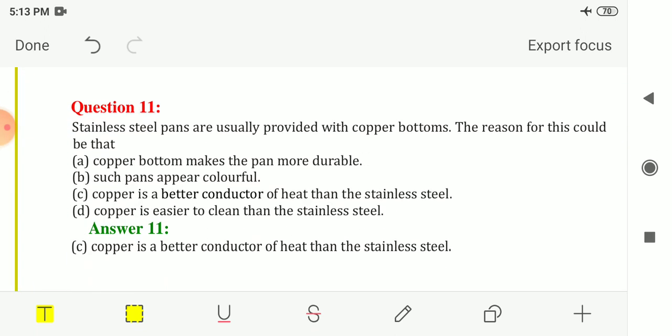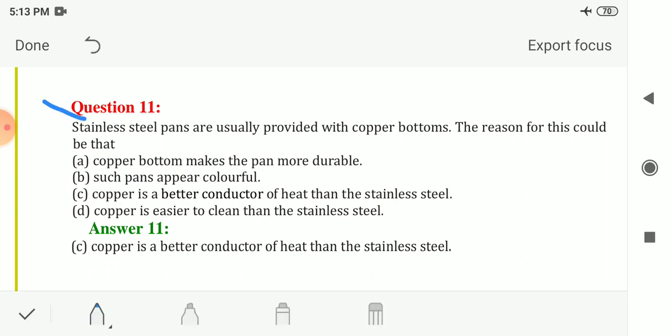Last question, question 11. Stainless steel pans are usually provided with copper bottoms. And the reason for this could be, if you have observed, that stainless steel pans have a bottom of copper. Why is this so? The options are given to you. Option A is copper bottom makes the pan more durable, that means long lasting. Option B is such pans appear colorful. For the colorful look, we are giving this bottom as copper. Option C is copper is a better conductor of heat than stainless steel. And option D is copper is easier to clean than stainless steel.